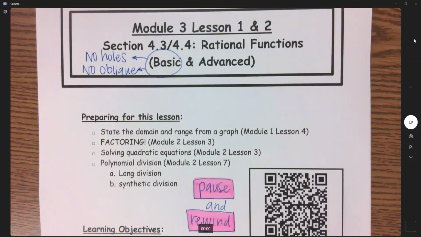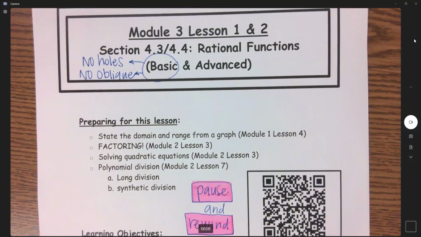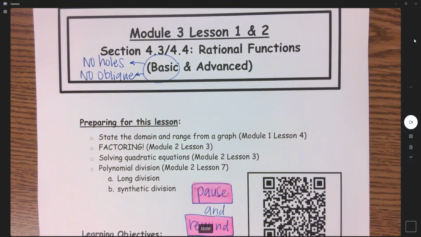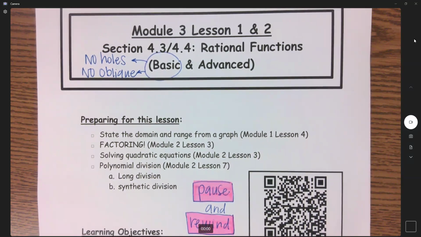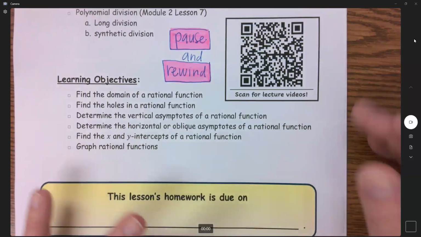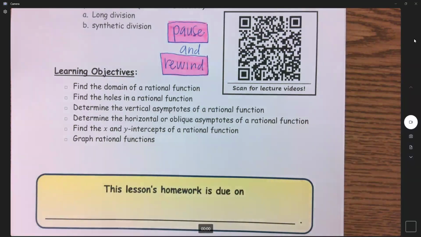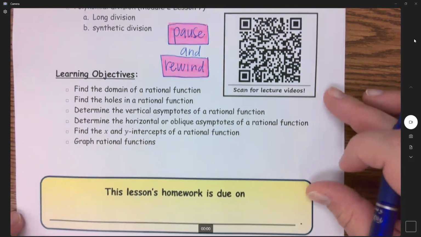To prepare for this lesson, you need to be able to state the domain and range from a graph, which was module 1, lesson 4. You need to be able to factor and solve quadratic equations, which was module 2, lesson 3. And then you need to be able to use polynomial division, both synthetic and long division, from module 2, lesson 7. Our learning objectives are to find the domain and holes of a rational function, to determine vertical, horizontal, and oblique asymptotes of a rational function, to find your x and y intercepts of a rational function, and then to graph your rational functions.